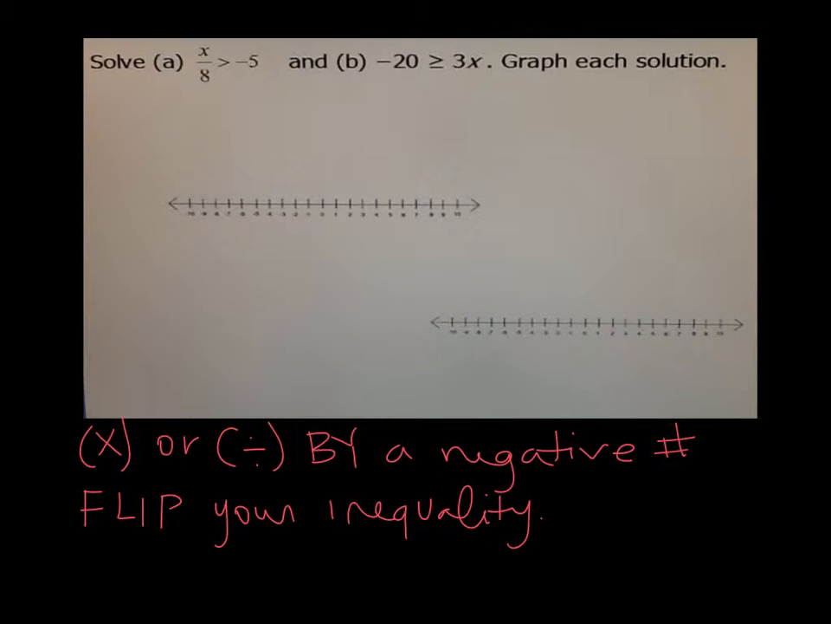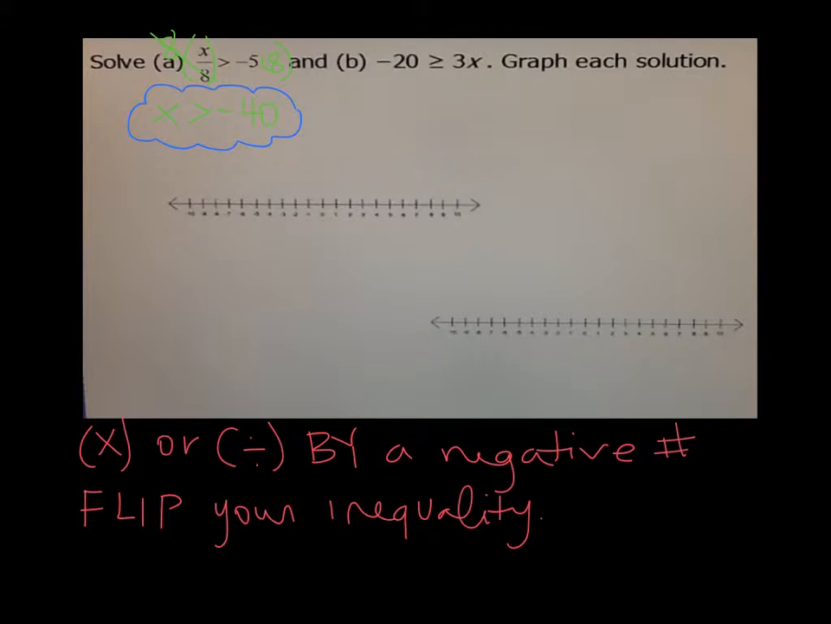Okay? So let's go ahead and look at A. So we have a number divided by 8 is greater than negative 5. Well, the opposite of dividing by 8 would be to multiply by 8. So I'm going to multiply both sides by 8. And that will give me that x is greater than negative 40. Now notice I did not flip my symbol here because the 8 was not negative. So if 8 had been negative when I multiplied across, then I would have flipped this. Okay?